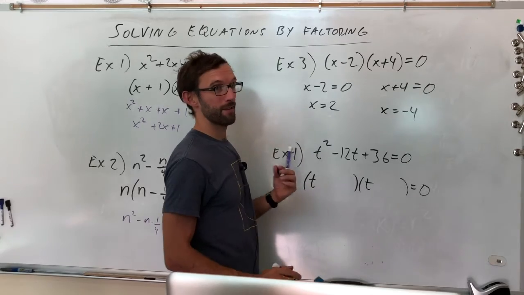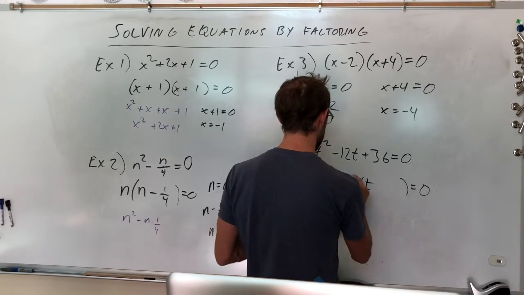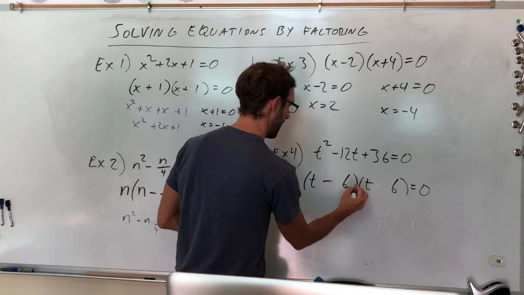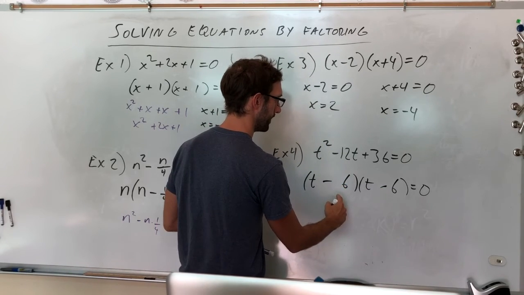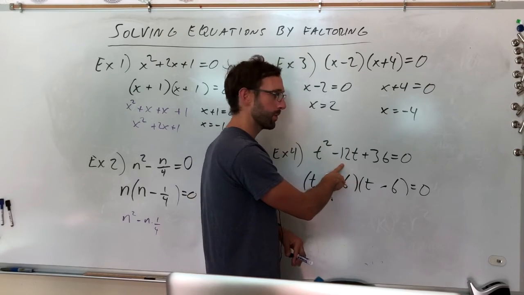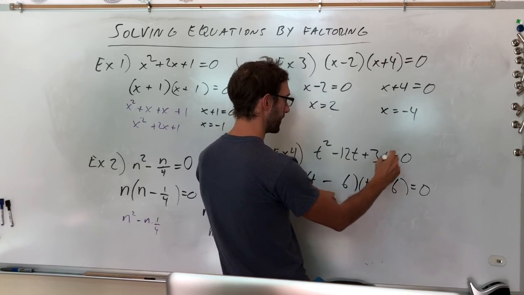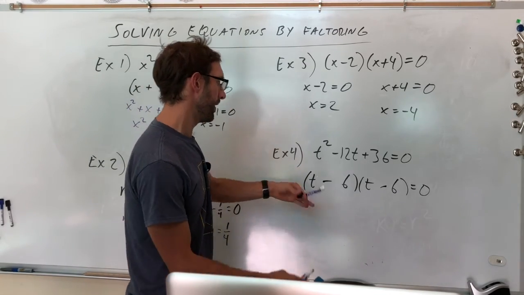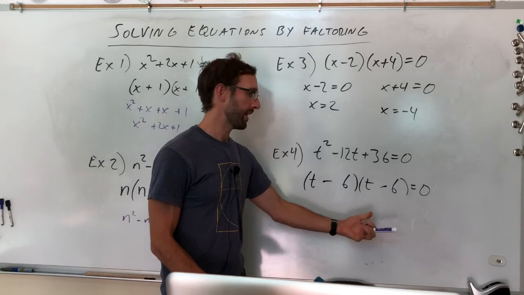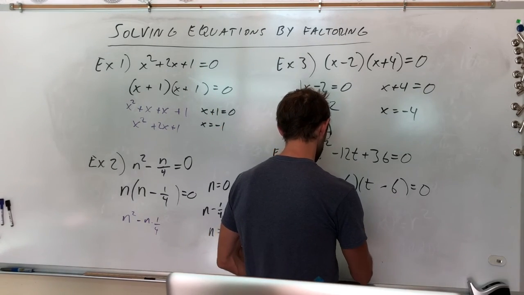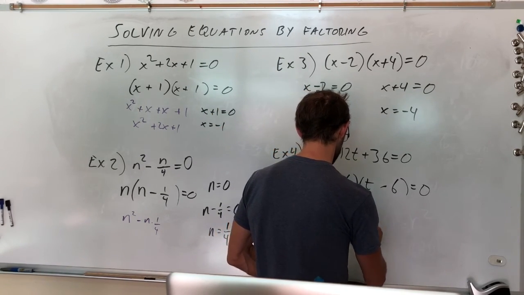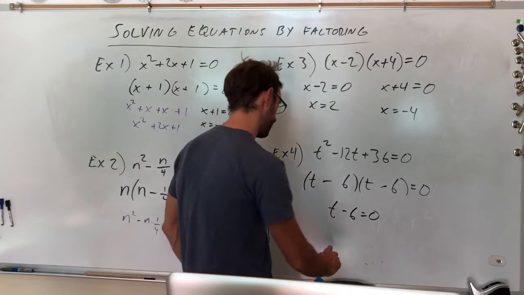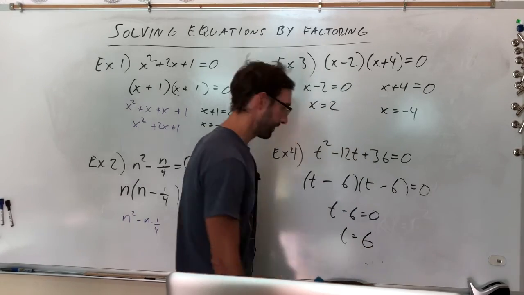But now that I think about it, 36 has the factors of 6 and 6, and if we add both of those together, negative 6 plus negative 6, we'll get negative 12. And if we multiply them, we get 36. So this will work. And we're looking for when does this equal 0? Well, again, it just so happens that these are the same binomial. So t minus 6 equals 0. And that means t is equal to 6. There we go. All right.